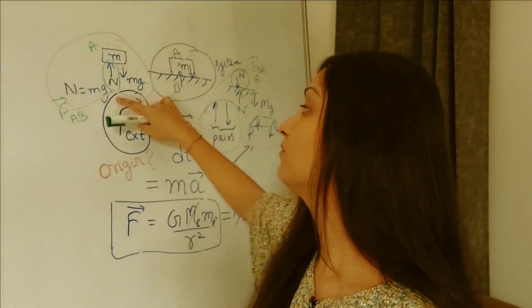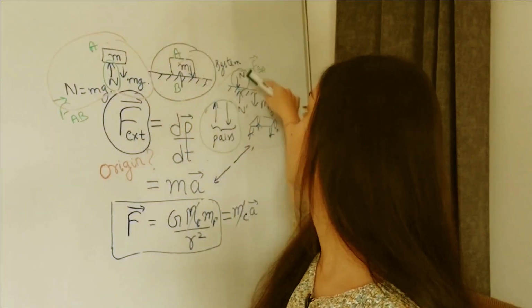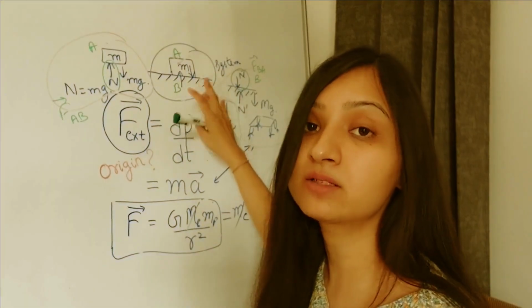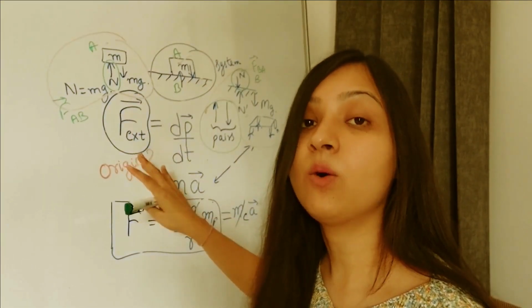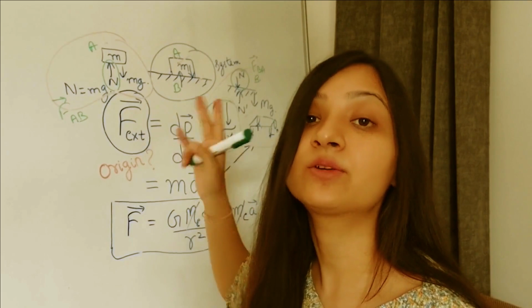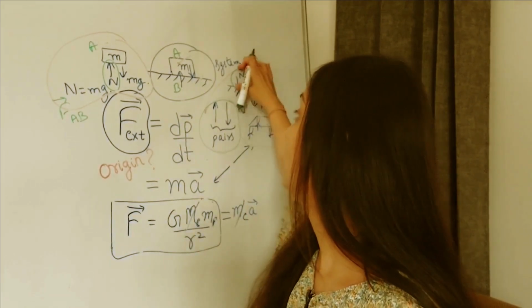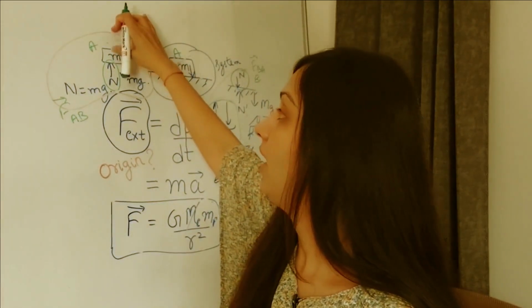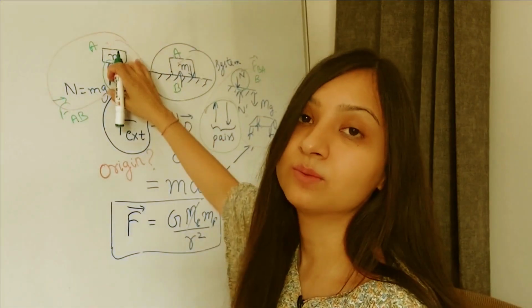Okay, one last question. Do this action and reaction forces, this action and reaction pair, act on the same body? This force is on A and this force is on B. The action and reaction forces always act on two different bodies and not on the same body. You cannot put this force over here and cancel out these two.